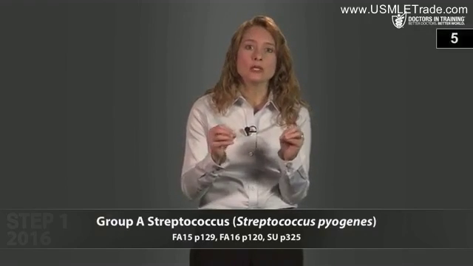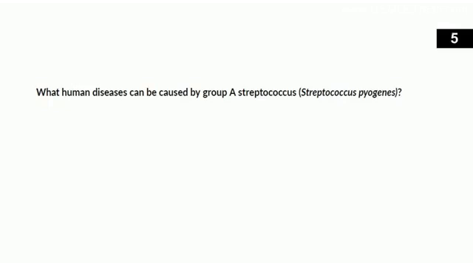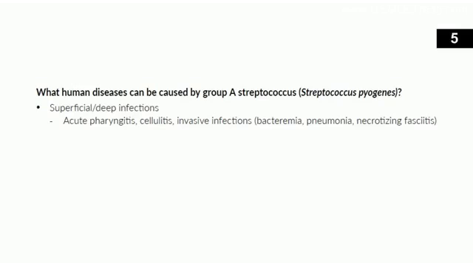Okay, let's look in the study guide. What human disease can be caused by strep pyogenes or group A strep? The first thing that comes to mind is probably one of the more common infections like acute pharyngitis, also known as strep throat. Group A strep can also cause cellulitis. Invasive infections include group A strep bacteremia and pneumonia.